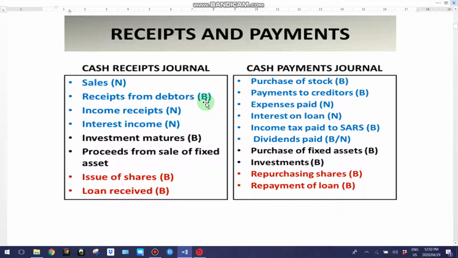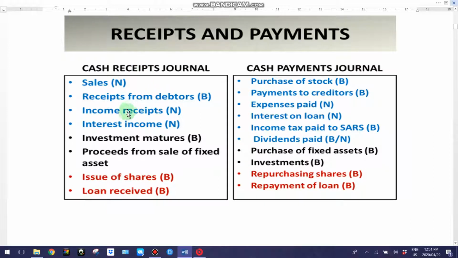So I have done this because I want you to be clear that cash receipts does not mean it's income. You need to know the difference between receipts and income, and you need to know the difference between payments and expenses. So your sales would be your biggest income. Money that you receive from your debtors when they pay their accounts because they bought goods from the business would also be recorded in your cash receipts journal. It will be part of your receipts.